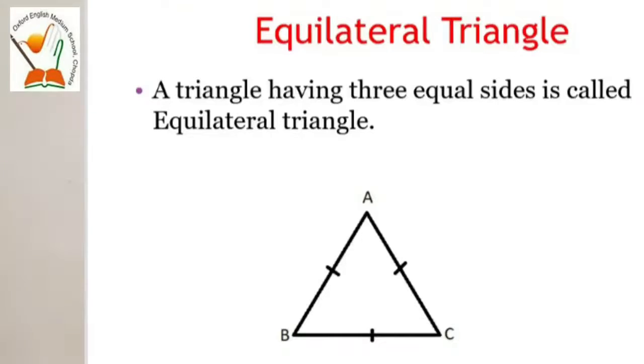isosceles triangle. And when all the 3 sides of a triangle are equal, then what will we call it? Yes, correct. We call that an equilateral triangle. See in this figure ABC, all the 3 sides of this triangle, AB, BC and AC, these 3 sides have equal length. So a triangle having all sides of equal length is called an equilateral triangle.